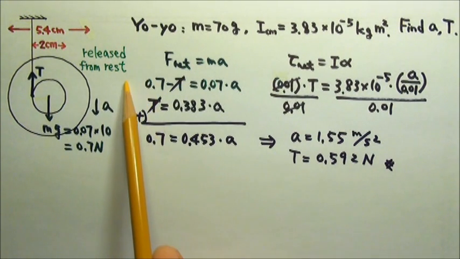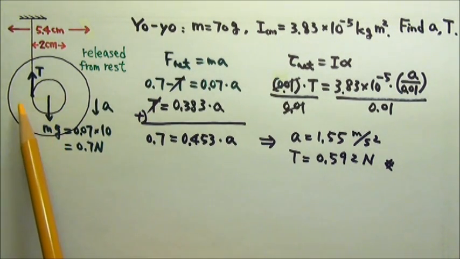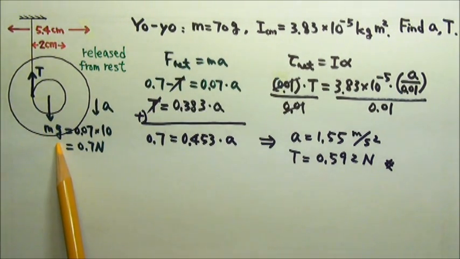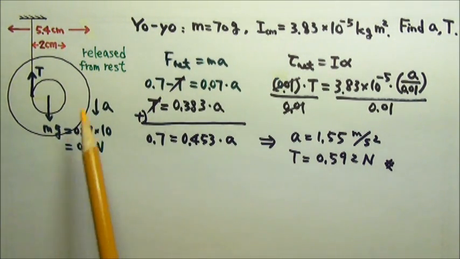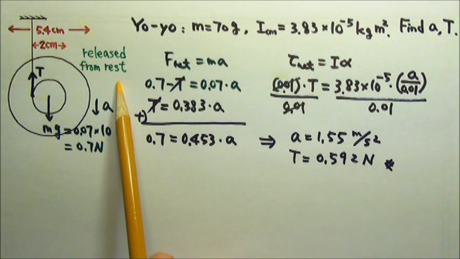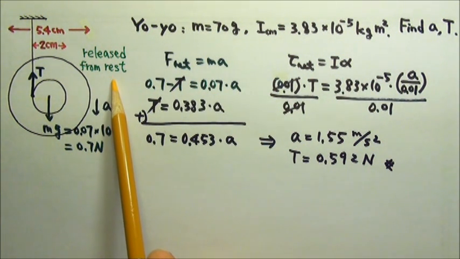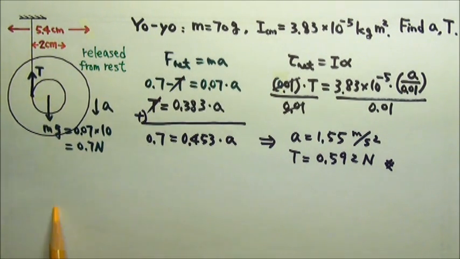Because the yo-yo starts from rest, and there are only vertical forces acting on the yo-yo. There is no horizontal force component on the yo-yo. Therefore, the yo-yo with no initial horizontal motion would continue to have no horizontal motion. So the yo-yo accelerates straight down.